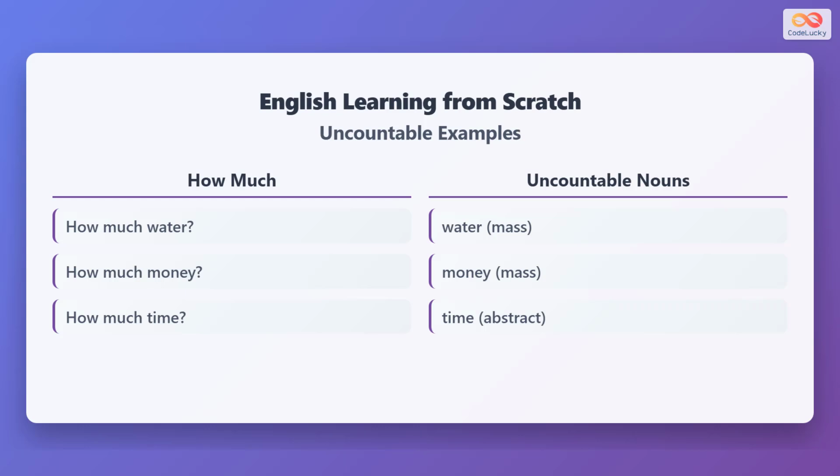Uncountable nouns take how much. For example, how much water, how much money, how much time? Water is measured, not counted. Money is measured in amount. Time is measured in hours or minutes, but we say how much time.